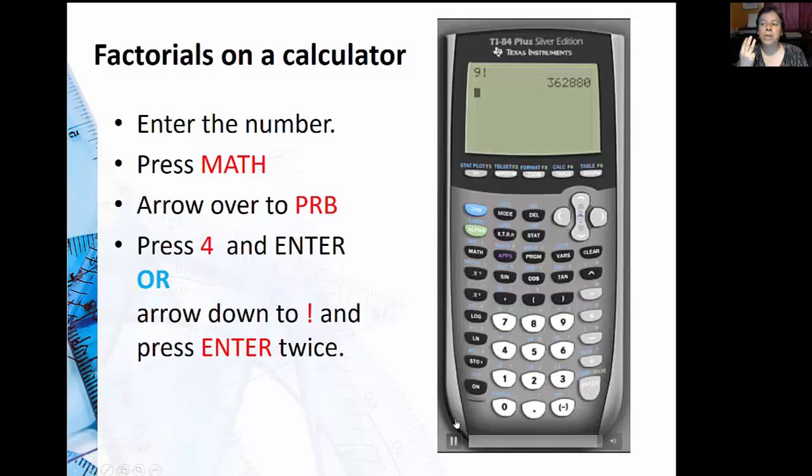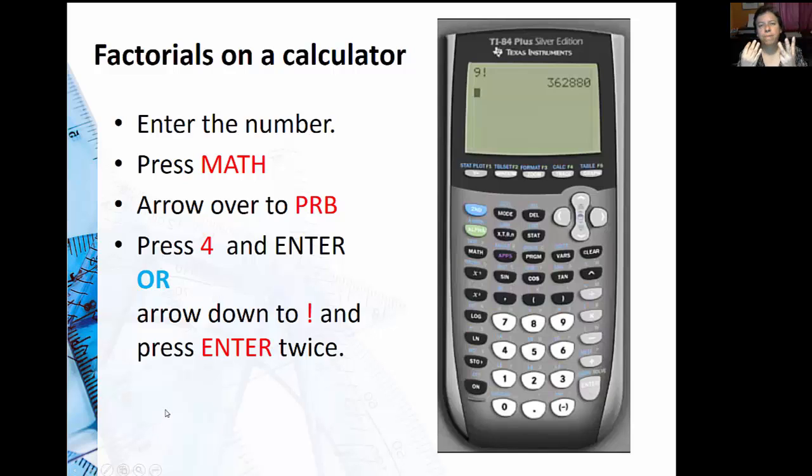I'm going to hit play on this again so you can see it, because that went kind of quick right at the end. I'm going to enter the number 9, hit math, arrow over to PRB, and in this case, it went quick because I pressed 4 and enter instead of arrowing down. So let me do that again. There's the math, arrow over to PRB. Then you can see that 4. I press the 4, it puts the exclamation mark, then you hit enter, and you have your answer.